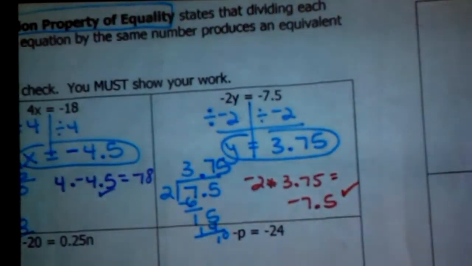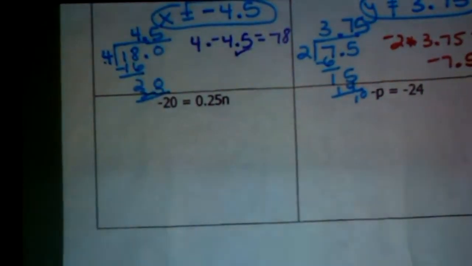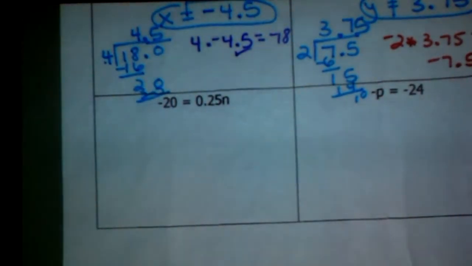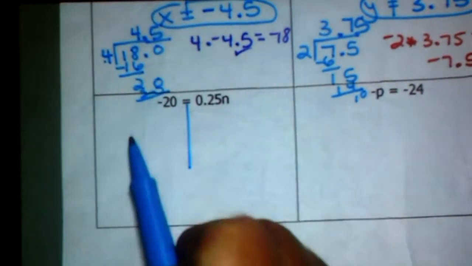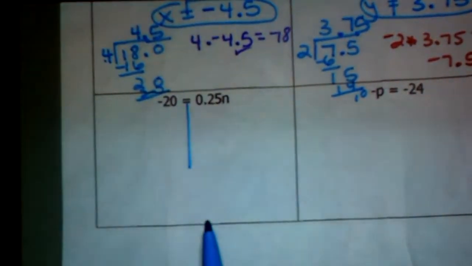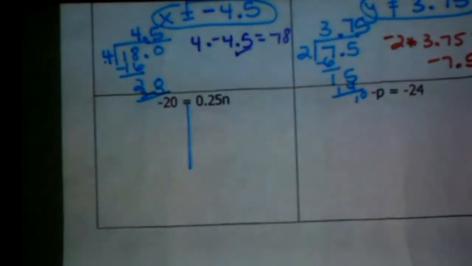Proving that we're right. Okay, negative 20 equals 25 hundredths times n. This time the n is over here. It's okay. There's no law that says it has to be on that side. I would like to make a law that says it has to be on that side. It makes me very uncomfortable. I really like it over there, but it's okay. It can be over here.